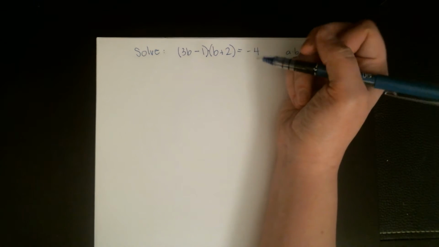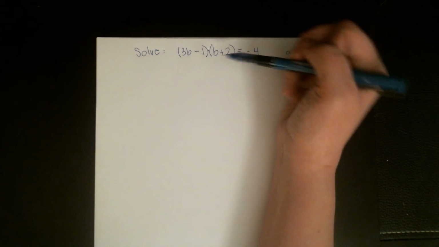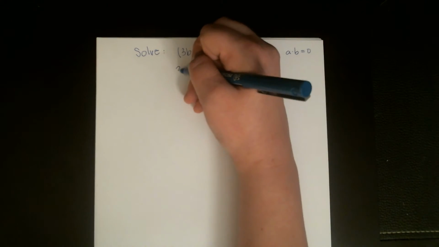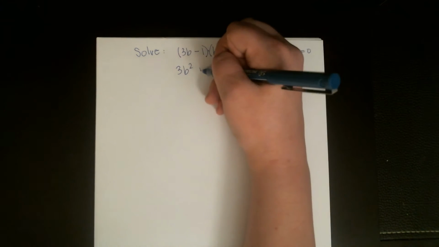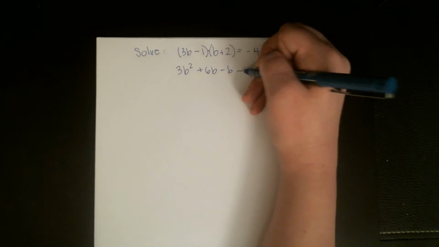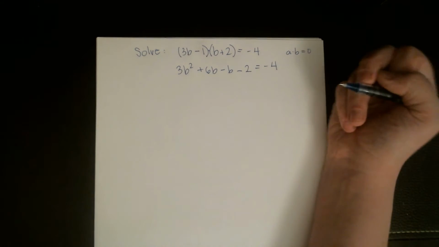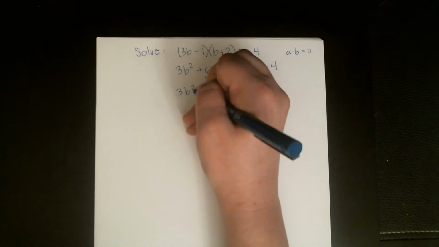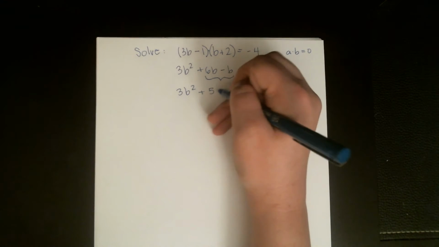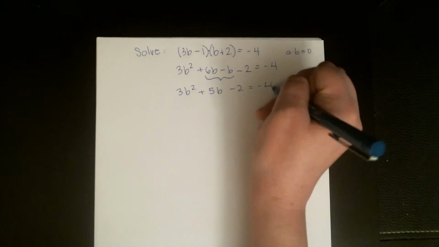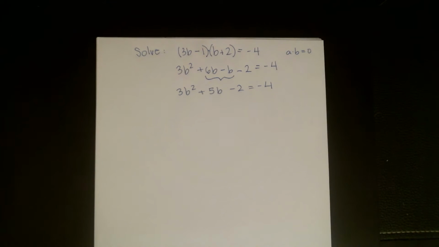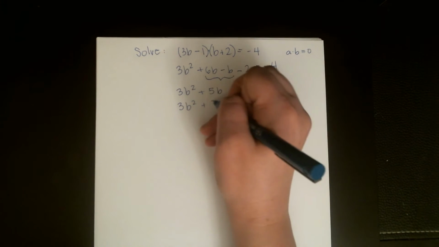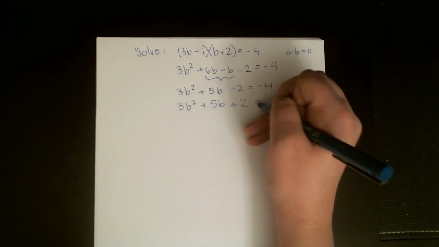Okay, so if we want to multiply this thing out so that we can then move the 4 over and set everything equal to 0, we're going to go ahead and FOIL. We're going to get a 3b squared plus 6b minus b minus 2, and that's still equal to -4. We can combine some like terms, always cleaning up any mess as we go. And then we can go ahead and add 4 to both sides of the equation in order to set it equal to 0. So we'll end up with 3b squared plus 5b plus 2 equals 0.